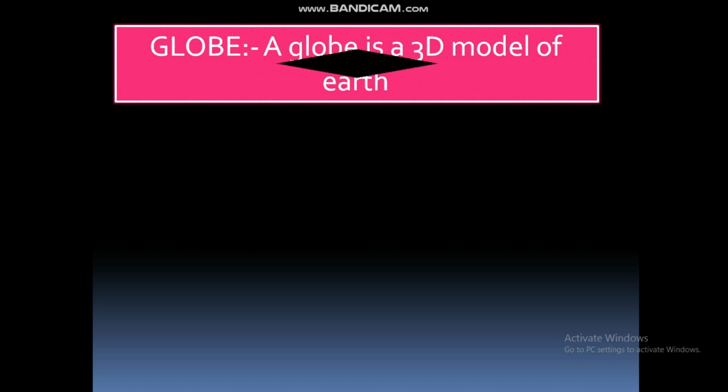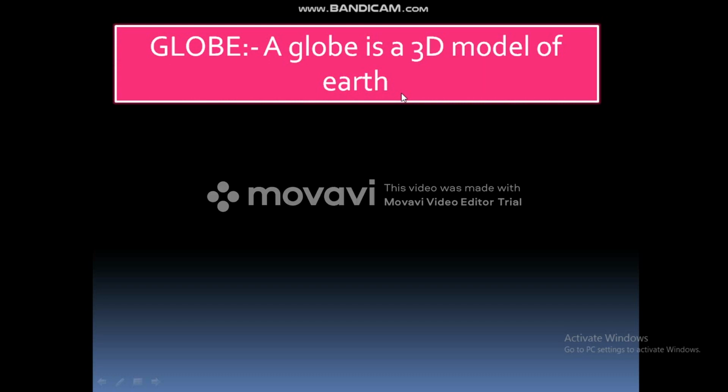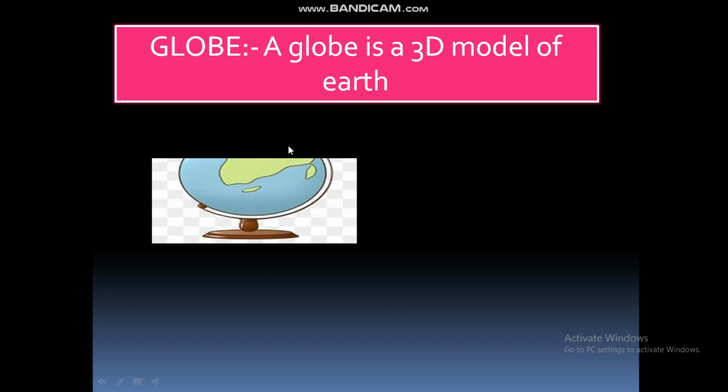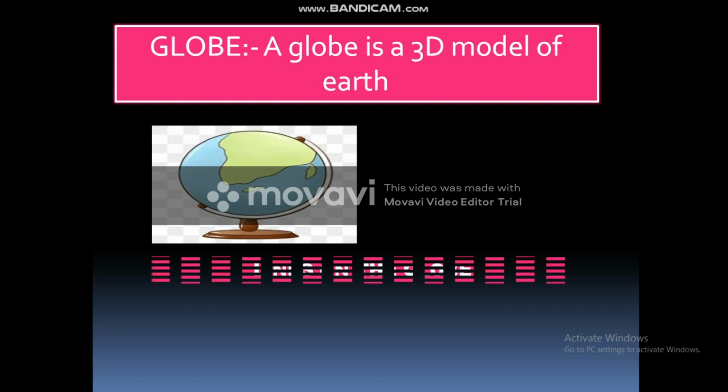So let's talk about the globe. What is a globe? A globe is a 3D model of the earth which represents, or is just a replica of, the earth. So exactly it looks like this. As you can see, it is spherical in shape as the earth is. It has an axis just to show the axis of the earth, or to show the movement, revolution or rotation of the earth.